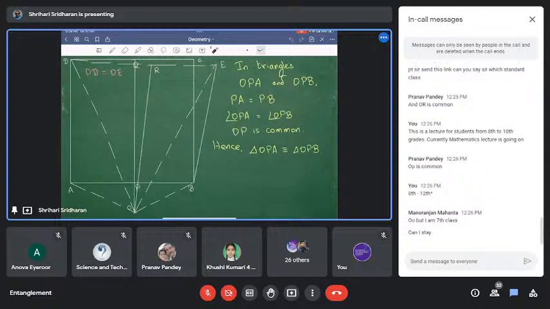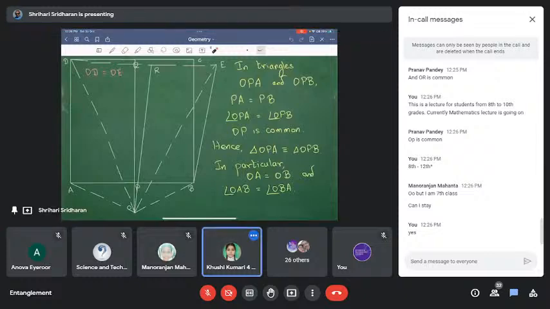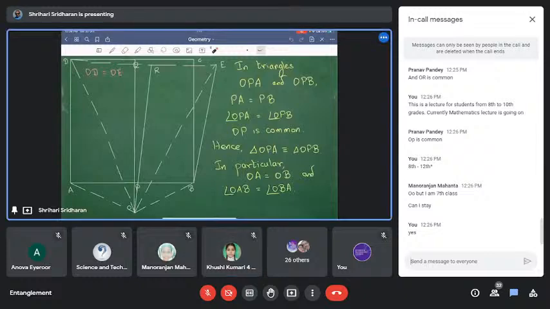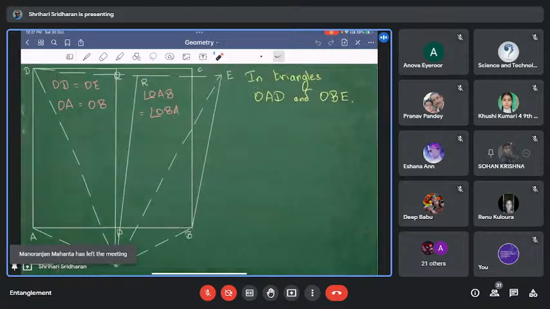In particular, OA is equal to OB and angle OAB is equal to angle OBA. This is what I have. Again, I'll write these two equations inside here.